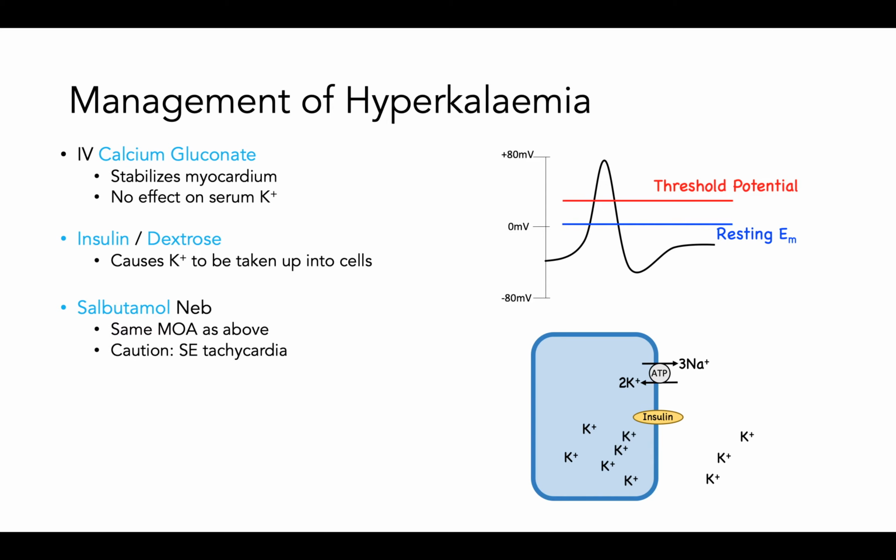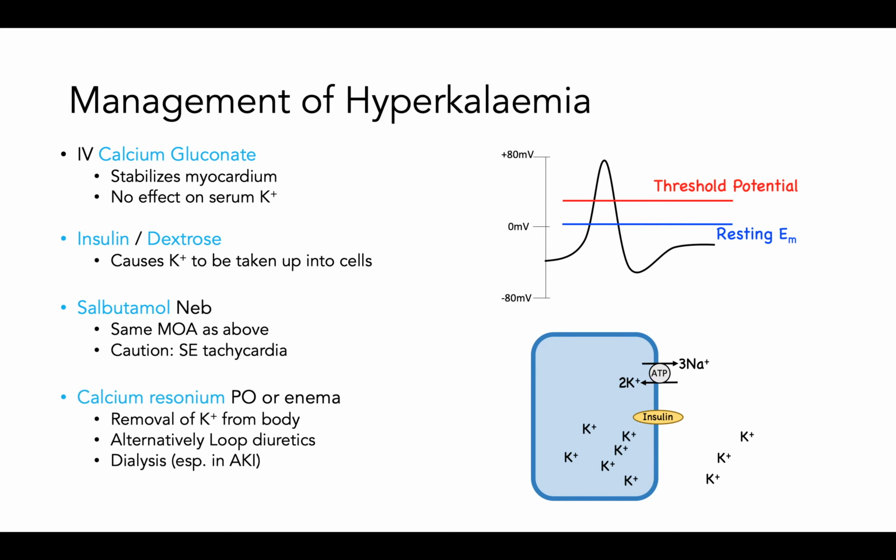Now, that, in the setting of myocardium that's already unstable, is potentially very dangerous. And so I've come across renal consultants who say never give salbutamol for hyperkalemia, but equally I have seen it done on the ward, and it's part of the NICE algorithm, so I would recommend that you learn it, and perhaps you can make your own decisions about it when you come to practice. Lastly, we can just clean up the potassium that's left in the bloodstream, and to do that we give calcium resonium either orally or by enema. And this binds up the remaining potassium and encourages its removal from the body.